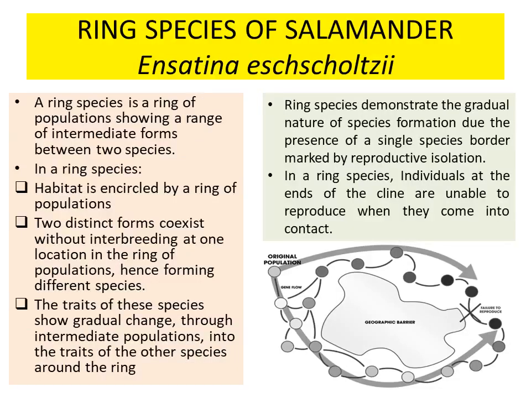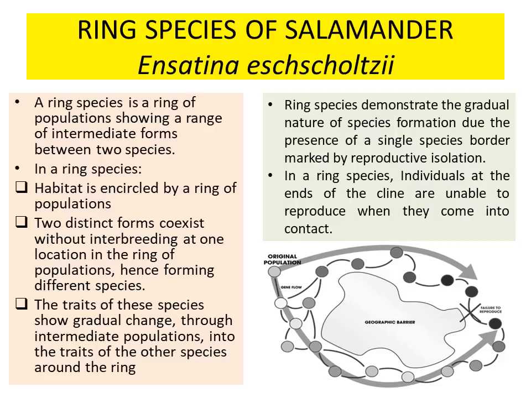Now, ring species of salamander. This is another example of parapatric speciation. Salamanders are present along a geographical area, right? A ring species is a ring of populations showing a range of intermediate forms between two species. That is, as the habitat changes around the ring of population, different species are formed.